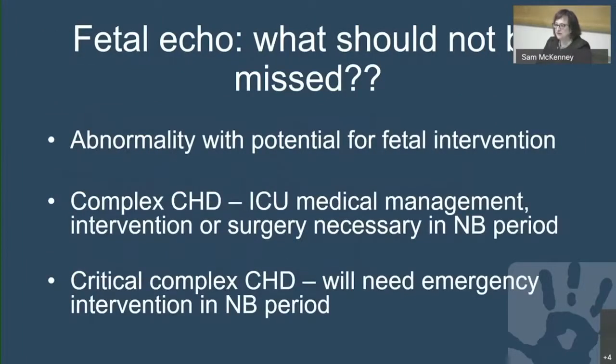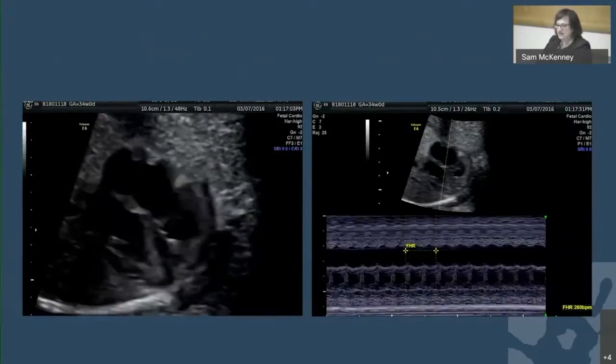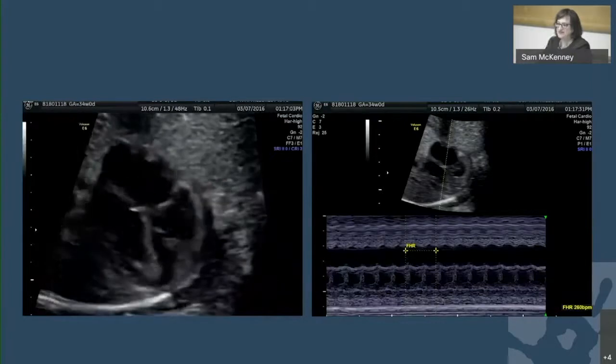So what should not be missed during a fetal echo? It would be those abnormalities where there's a potential for fetal intervention, those complex congenital heart defects where ICU medical management and eventually intervention or surgery is going to be necessary in the newborn period. And then again, a subset of those would be critical lesions where there's a need for emergency intervention in the newborn period.